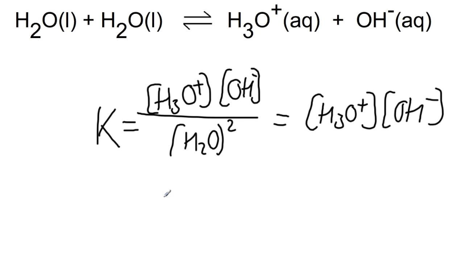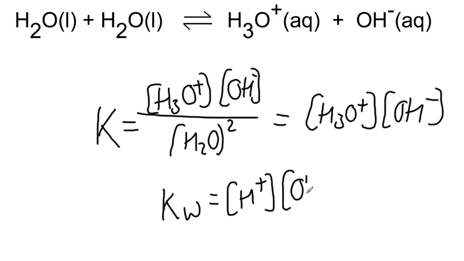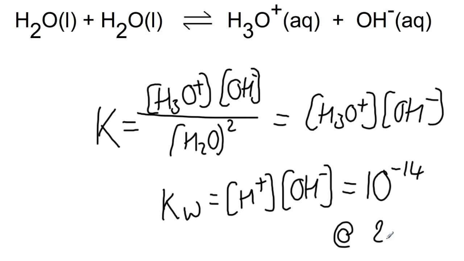In fact, to make it simpler still, we write Kw, as this is a special case, and we purely write [H+] multiplied by [OH-]. You'll find that on the last page of your data book this is called the ionic product of water and has the value of 10 to the minus 14 at 24 degrees.